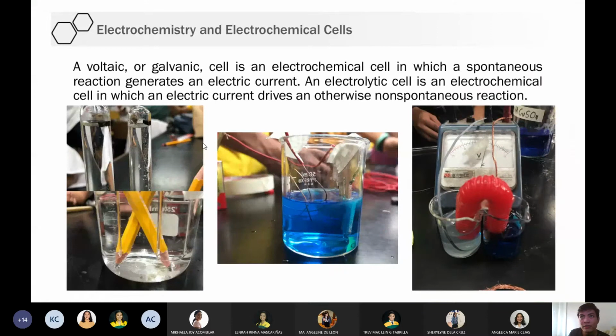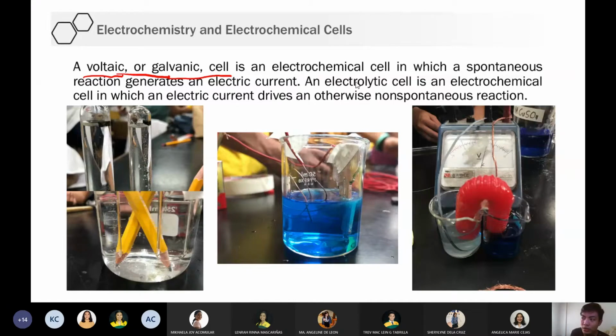If the cell produces electricity, then we call it a galvanic cell or voltaic cell. Voltaic in honor of Alessandro Volta, the one who is in charge of all this electricity stuff. When it produces electricity, it's voltaic. When it uses electricity, that's electrolytic.